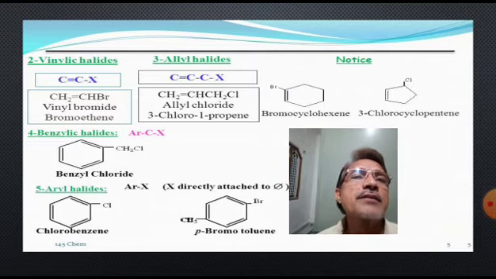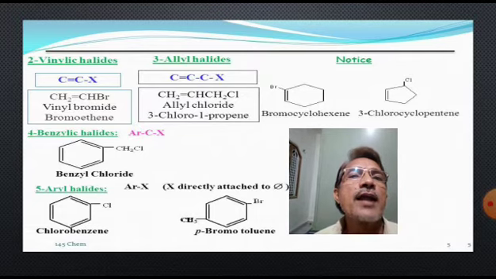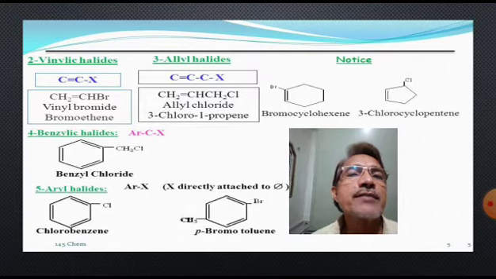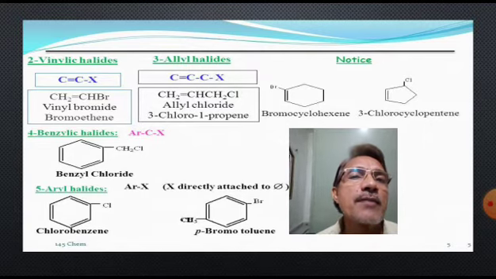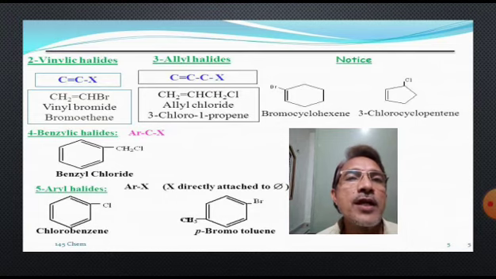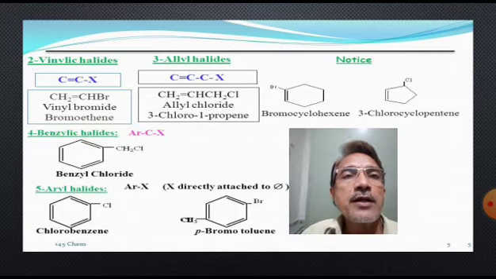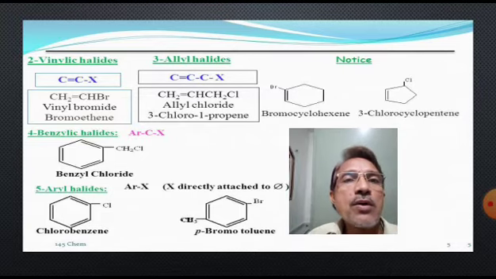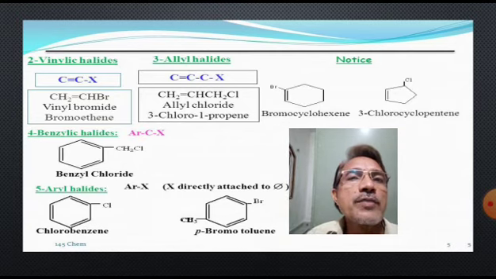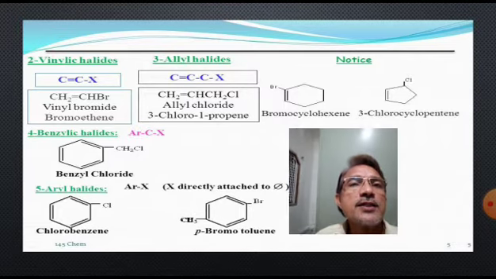Vinylic halides. In vinylic halides, the halogen atom is bonded to a vinylic carbon. Example, vinyl bromide. In vinyl bromide, the bromine atom is bonded to a vinyl carbon. Vinyl bromide is also called bromoethene. The IUPAC name of vinyl bromide is bromoethene.